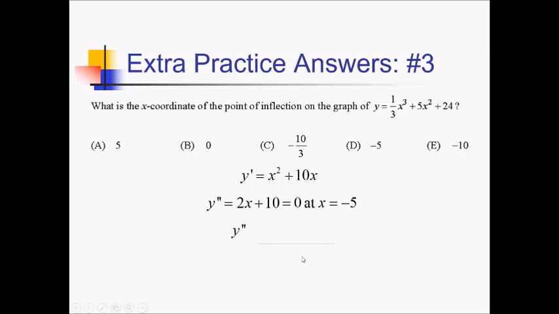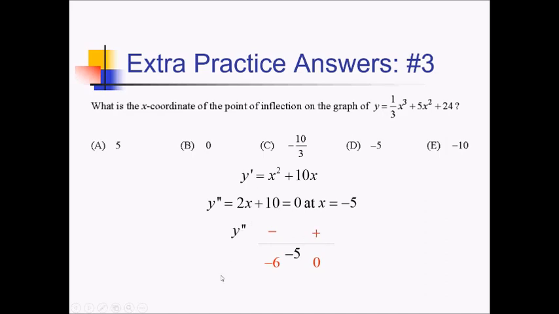So there's the y double prime number line here, negative 5. Checking a number less than negative 5, like negative 6, if I plug that into y double prime here, that's going to be negative 12 plus 10, which is a negative. And then something bigger than negative 5, I'll go with 0. So that's just going to be 0 plus 10, which is a positive.